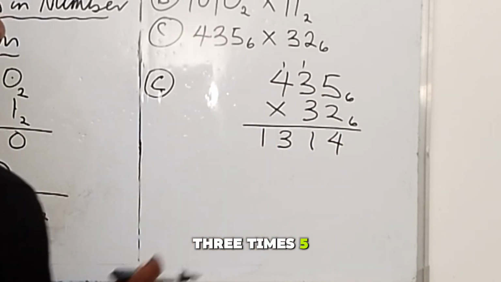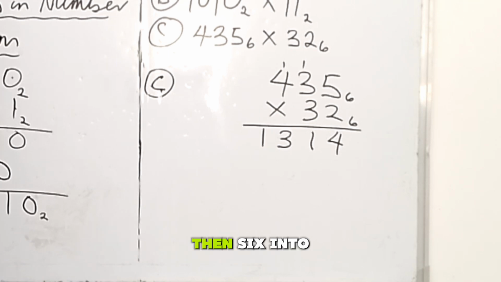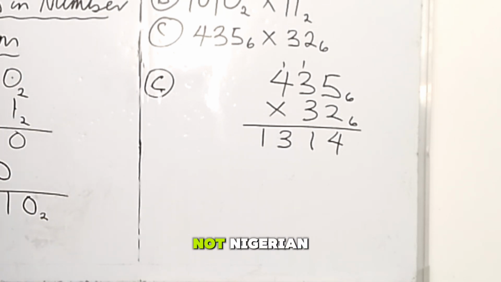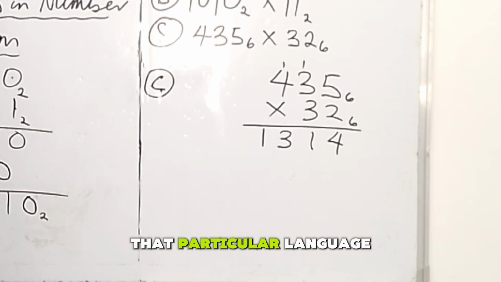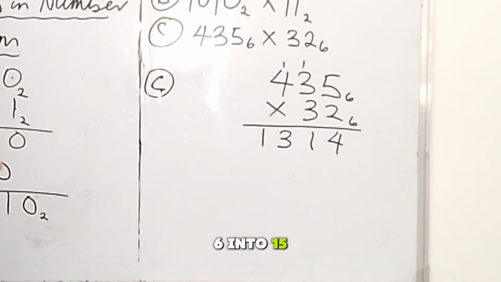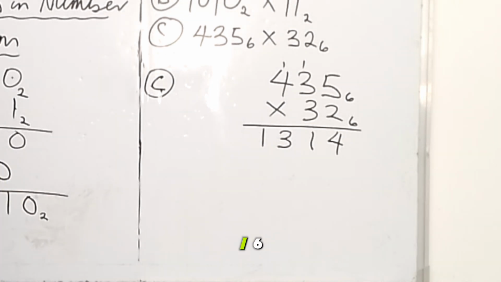3 times 5, 15. Pretty large number. Then 6 into that 15, as in 15 divided by 6. Please, if you're not Nigerian, please mind how I'm using that particular language. It's the way we use it here. So what I mean when I say 6 into 15, it means 15 divided by 6. Good, I clear that, please. So maybe I should be using that also, 15 divided by 6.